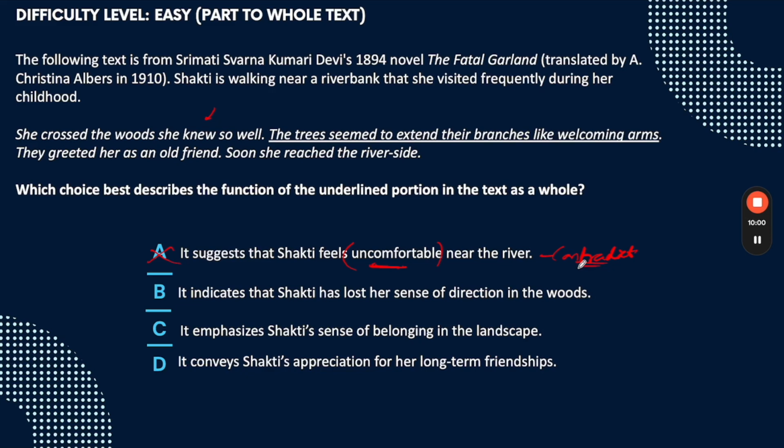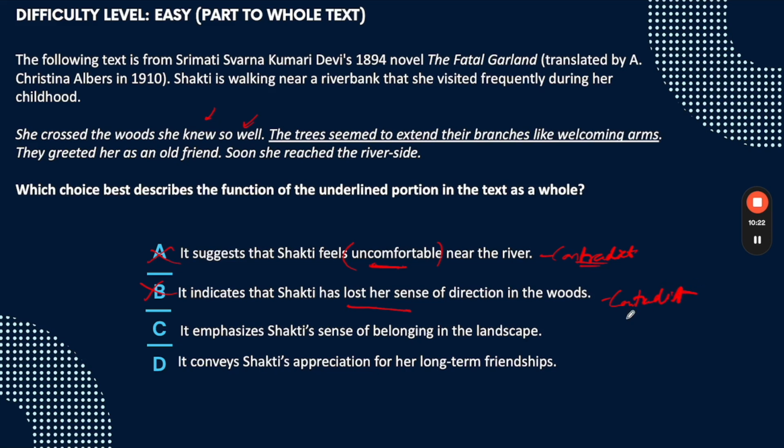Let's look at B. It indicates that Shakti has lost her sense of direction in the woods. Lost her sense. Now, the text clearly told me that she crossed the woods she knew so well. This is a place that she visited frequently during her childhood, so it is a place where she probably knows the direction. So B is out because this is also contradicting the text.